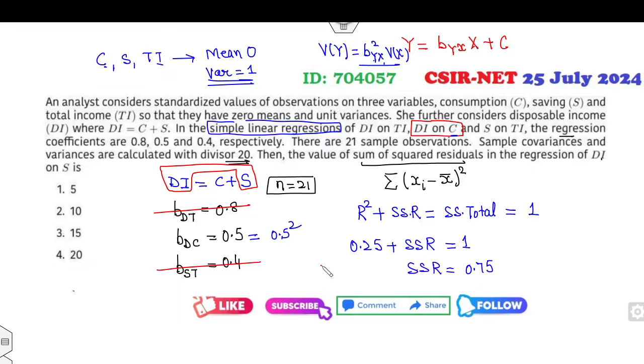Now I can write the sum of the square of residual, xi minus x bar square, divided by 20. This number is my 0.75. So what is the answer of this? It's 20 into 0.75, which is 15. So 15 is my appropriate answer of this problem. I think C is the right answer of this problem.